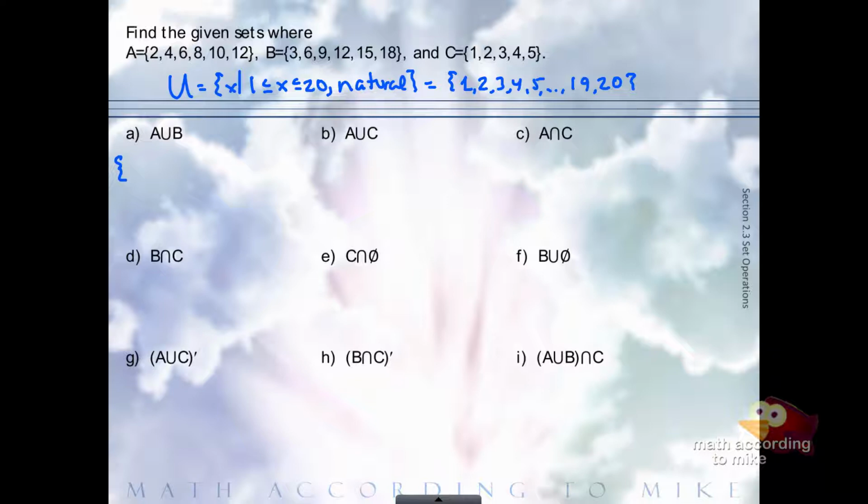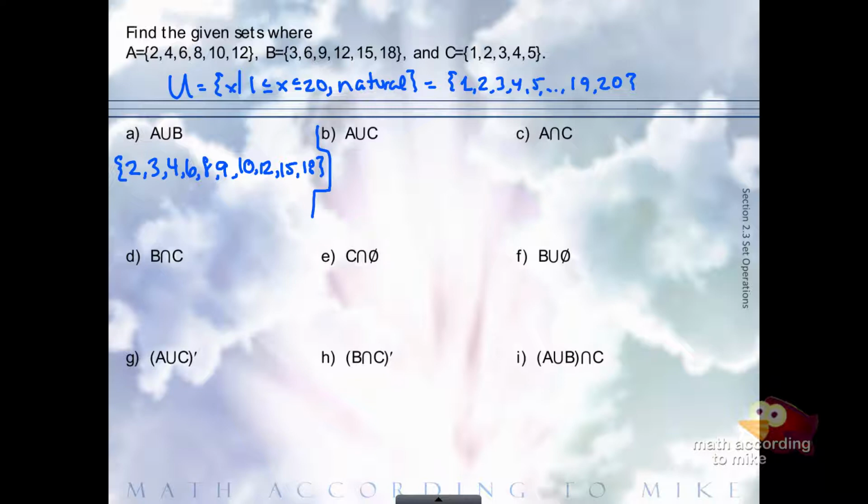So, for instance, the number 2 comes from set A, the number 3 comes from set B, 4 comes from A, they both happen to have 6, so just write it once. 8 comes from A, 9 comes from B, 10 comes from A, they both have 12, just write it once. 15 and 18 come from B. So again, just put it together.